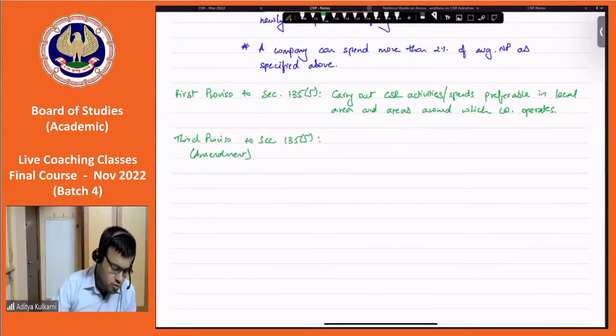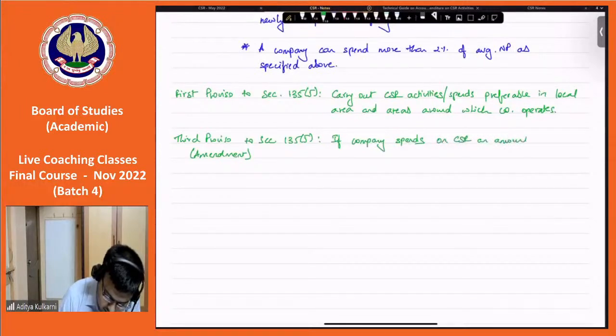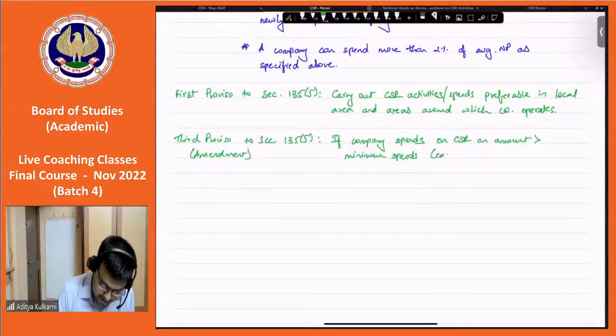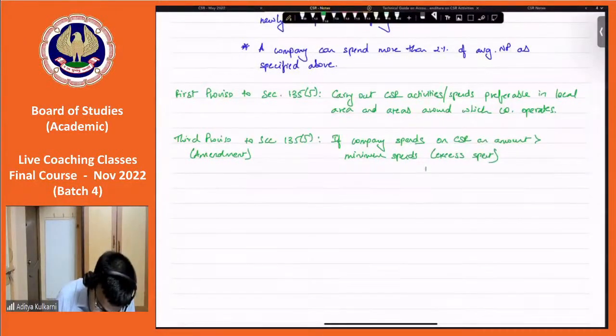So it's not exactly a new amendment for this. Okay, so now if company spends on CSR an amount greater than minimum spends. Okay, that means it is spent excess. So what can it do? Two options are there.